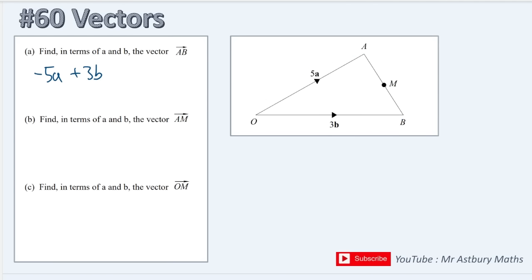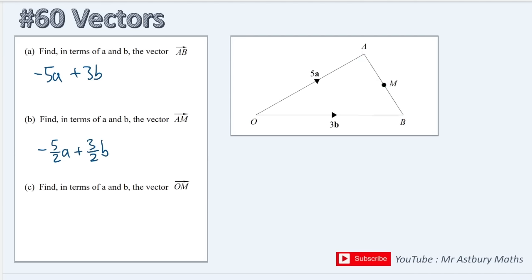Okay, next, that vector I just worked out took me from a to b. If I want to go from a to m, then it's just half of the blue vector. So I just need to half this vector I've already created. So it's minus 5 over 2 a plus 3 over 2 b.